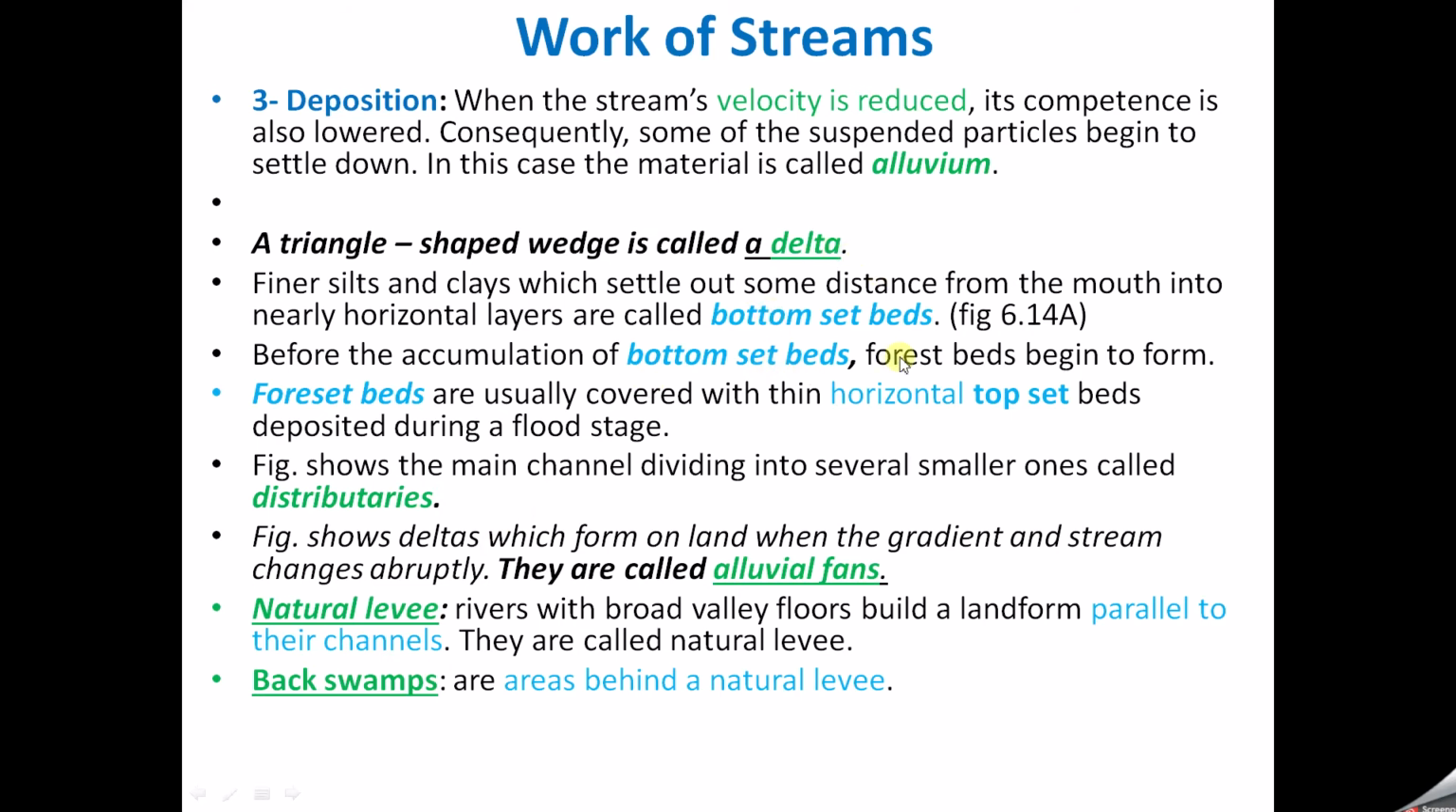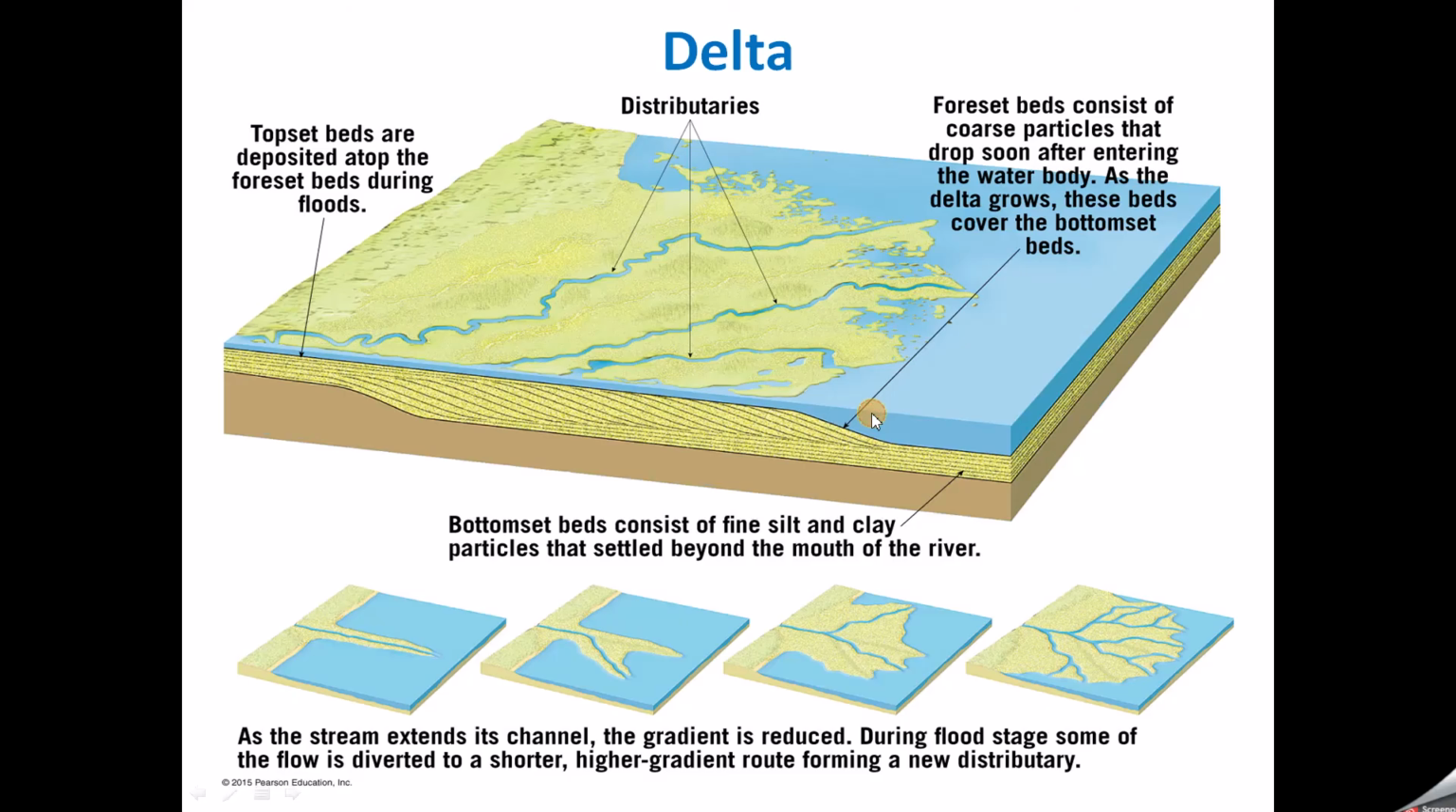Deltas have a triangular shape. When the stream meets the ocean or a big lake, the stream velocity will be almost zero, and the sediments will start falling down because the stream will lose its competency. The sediments fall down and form a triangular shape, which is called a delta. It starts as one main channel, and over time this channel will start having branches due to changes in gradients, and the delta will grow.